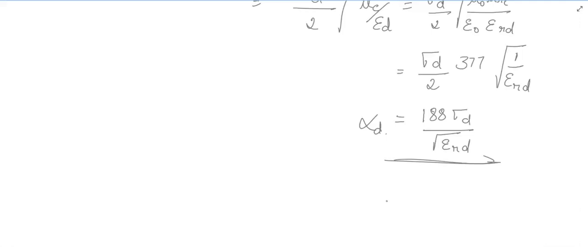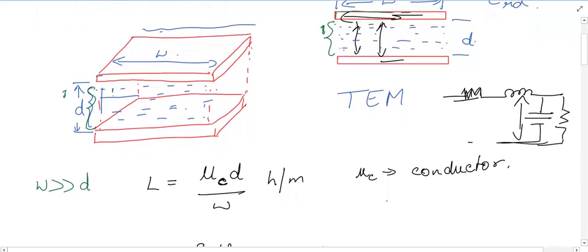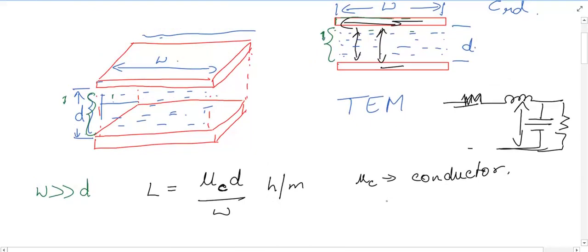The next thing, as I have told, is the problems. We'll be given a few things and we'll be asked to find out what is R, L, G, or what is alpha d, or what is alpha c, and so on. So we'll just glance once. We are speaking about parallel strip lines here. In parallel strip lines there will be two conducting strips. The two conducting plates will be placed parallel, and the dielectric will be evenly distributed in between those two plates. The width of the plate is considered as W, and the dielectric thickness is considered as D.